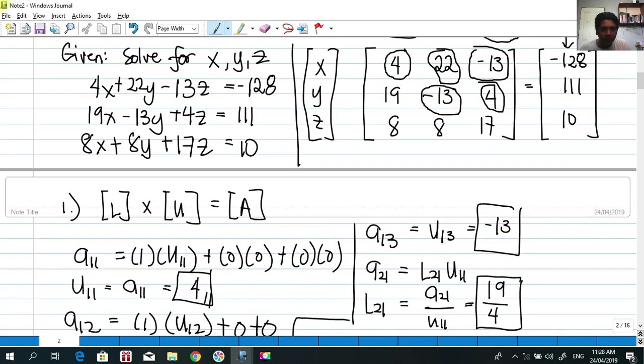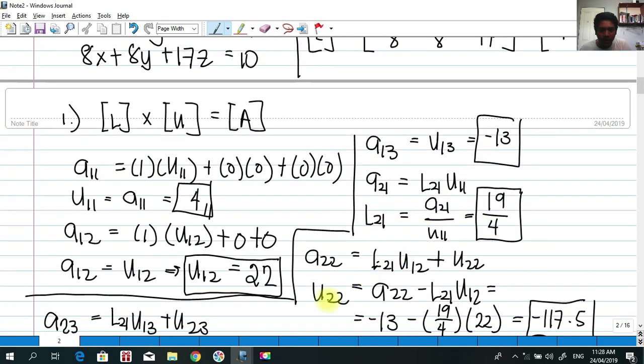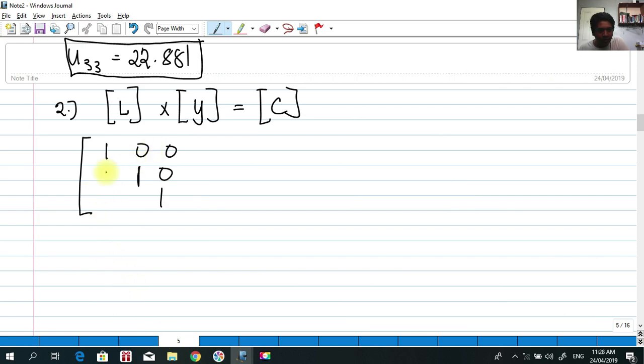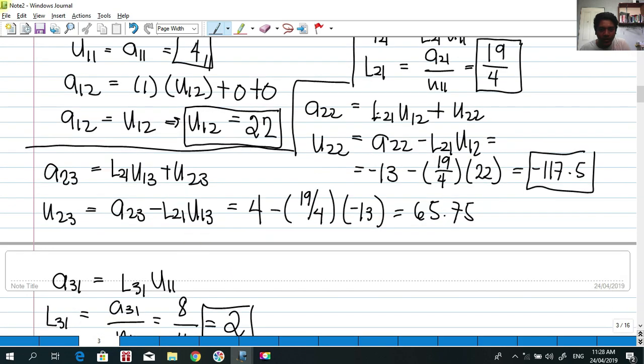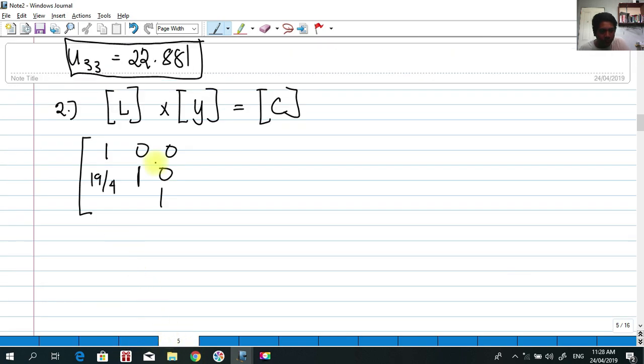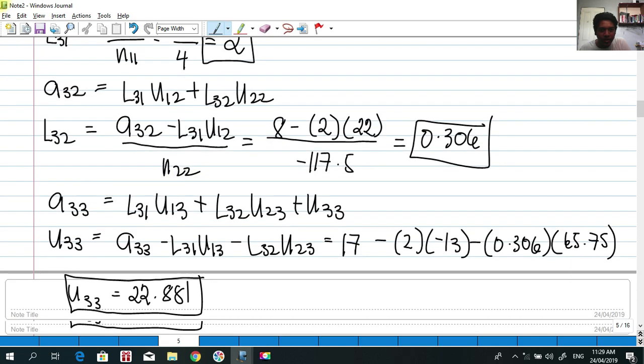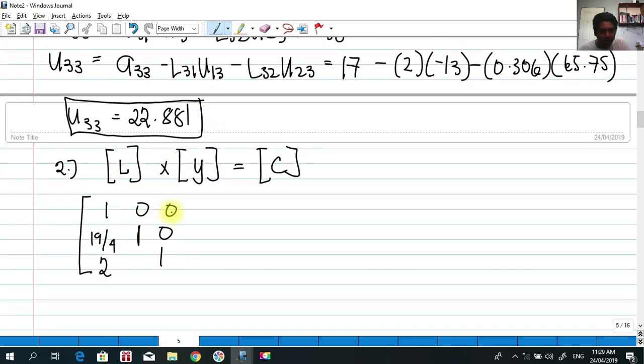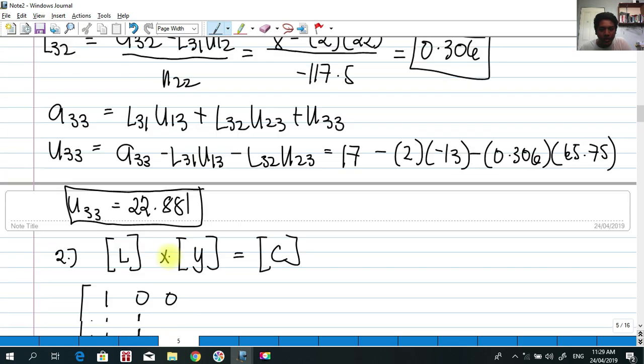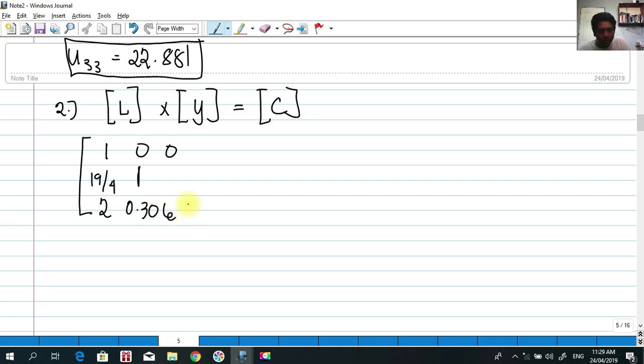So we have what? L21. L21 is simply equal to 19 over 4. Our L31 is equal to what? Let's see. L31 is equal to 2. And our L32 is now equal to what? L32 is 0.306. Let me just rewrite this. So we have 0.306. So this will be our 1.